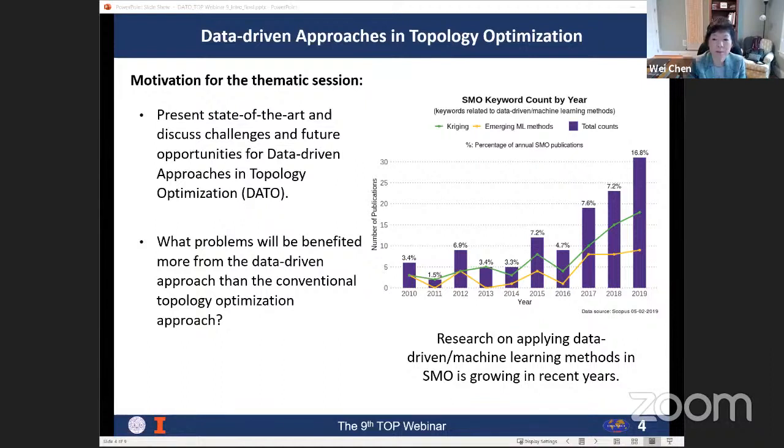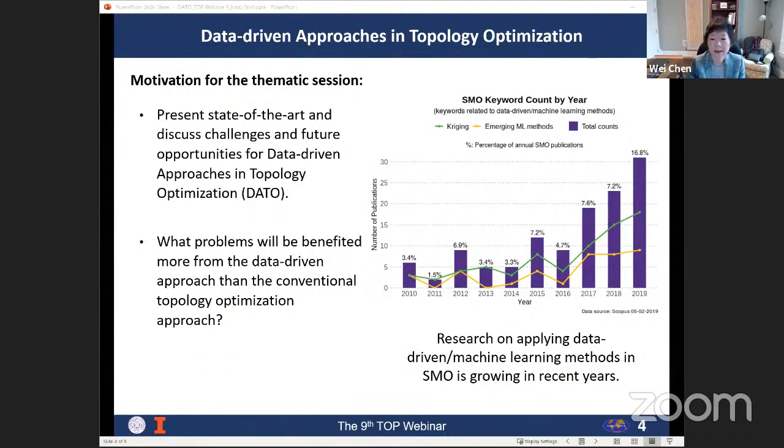We invited speakers from both the TO research community as well as those working in the physical science community to share their discoveries of using data-driven methods for topology optimization. We ask each speaker, in addition to talking about their research, to try to answer two questions. The first one is to tell us what they think are the future opportunities of this topic area. The other is to share their view of what kind of problems will benefit the most from data-driven methods compared to the conventional topology optimization approach.